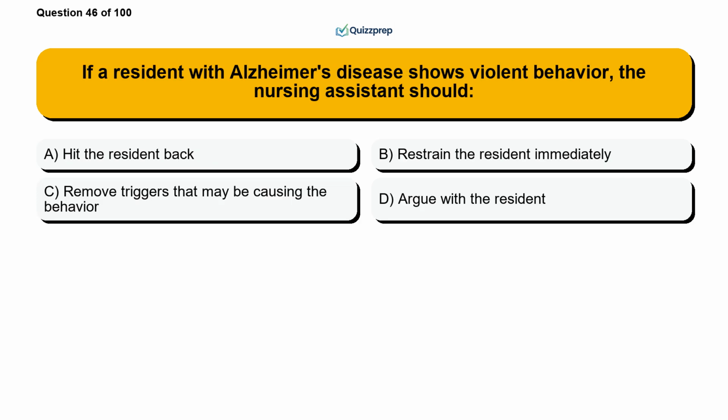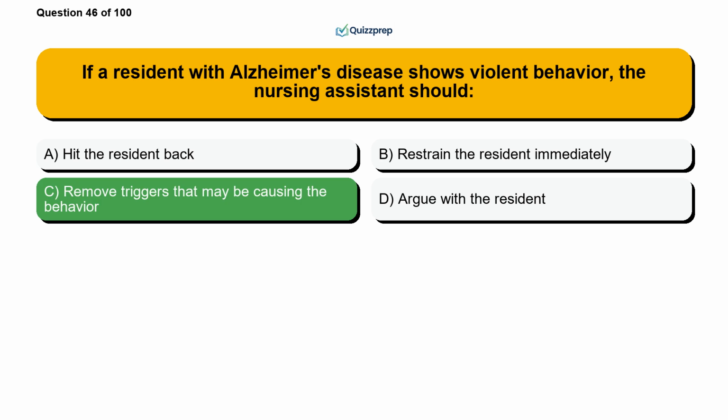Question 46. If a resident with Alzheimer's disease shows violent behavior, the nursing assistant should: Option A, hit the resident back. Option B, restrain the resident immediately. Option C, remove triggers that may be causing the behavior. Option D, argue with the resident. The correct answer is option C. Remove triggers that may be causing the behavior.